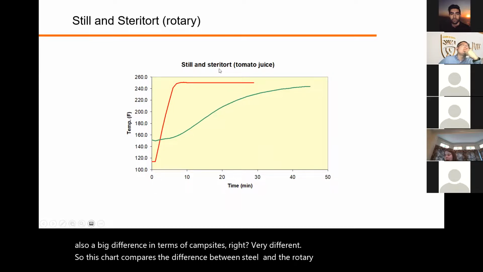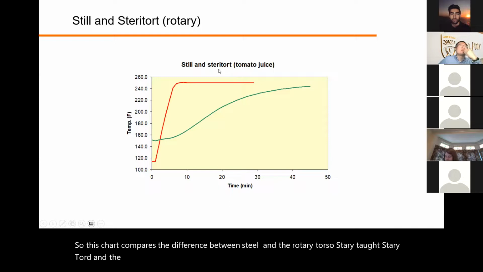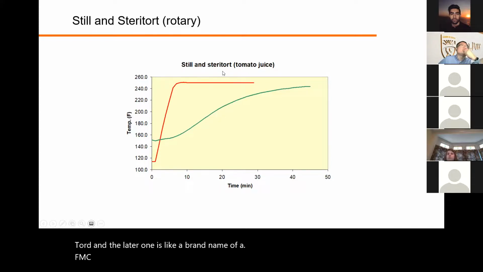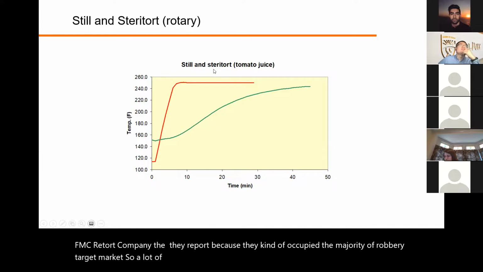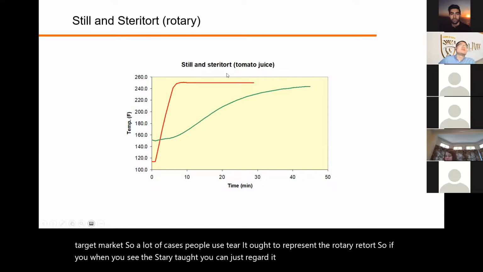So steel retort, the later one is like a brand name of the FMC retort company. The retort that they put, because they kind of occupy the majority of the rotary retort market. So a lot of cases people use steel retort to represent the rotary retort. So when you see the steel retort, you can just regard it as one type of rotary retort.